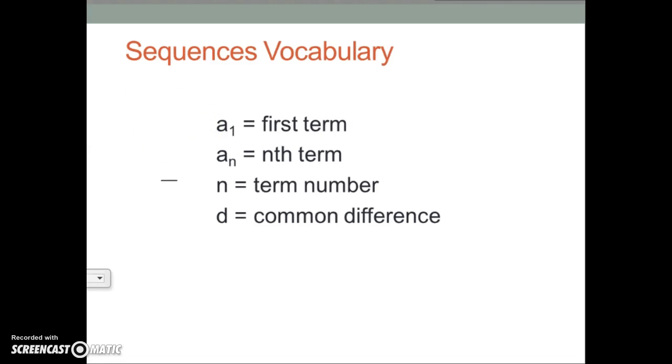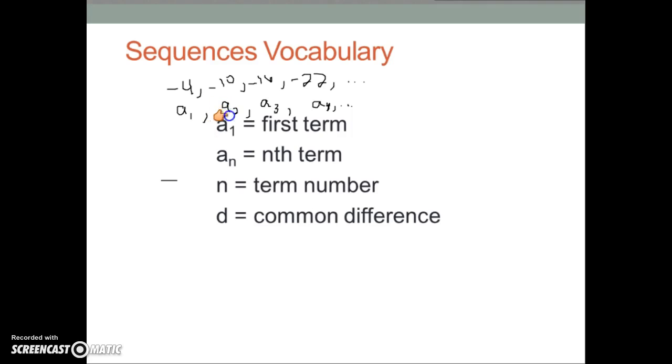So in a sequence, if we use one of our sequences from before, we had negative 4, negative 10, negative 16, negative 22, and so on. Our first term is a sub 1. Our second term would be a sub 2. Our third term would be a sub 3. And our fourth term would be a sub 4, and so on. So it's important to remember that the first term is noted by this a sub 1.